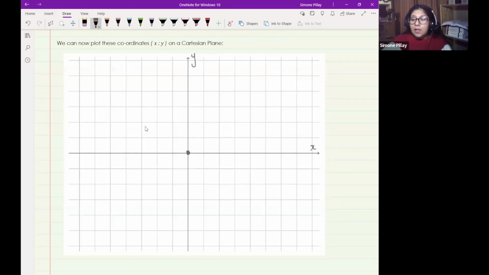Okay. Then what we also know is I can number my axes, okay? And in numbering them, how do I number them? If I'm starting at the middle, let's look at my y-axis. If I'm starting in the middle and I go upwards, what should this first number be?